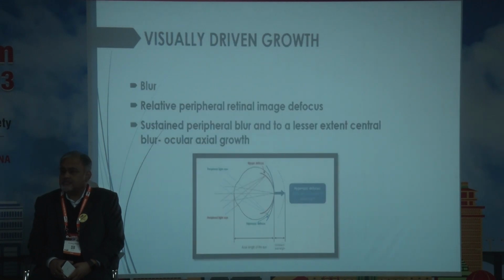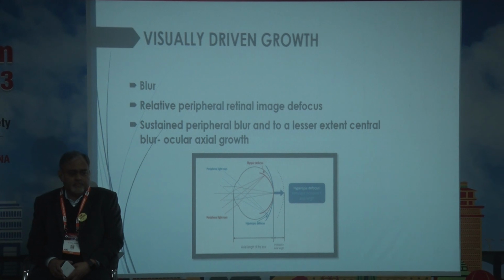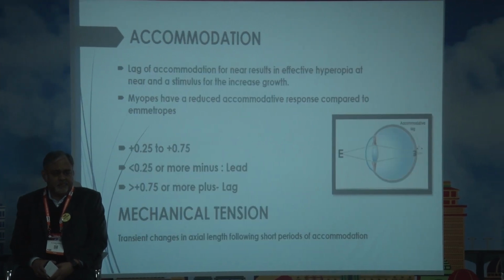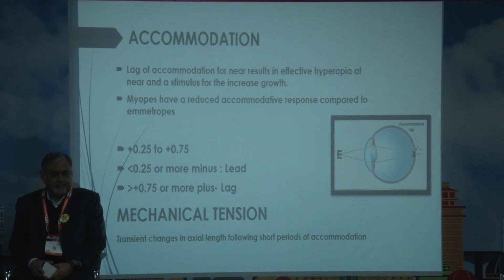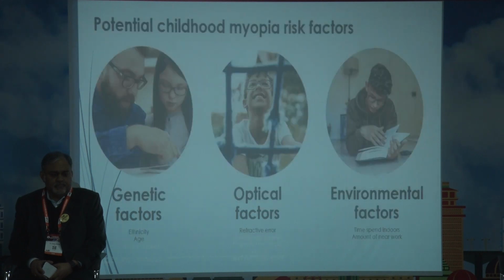This visually driven growth could be because of a blur, and it is said that it is a peripheral retinal image defocus which causes an increase in axial length and hence myopia. And also in myopics we see a lag of accommodation, that is, the patient accepts a more plus, and also because of transient changes in axial length following short periods of accommodation because of mechanical tension.